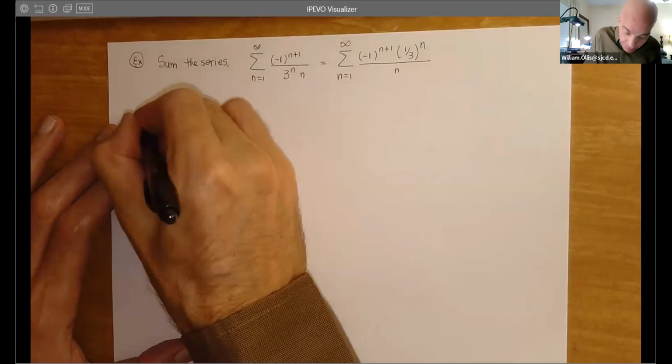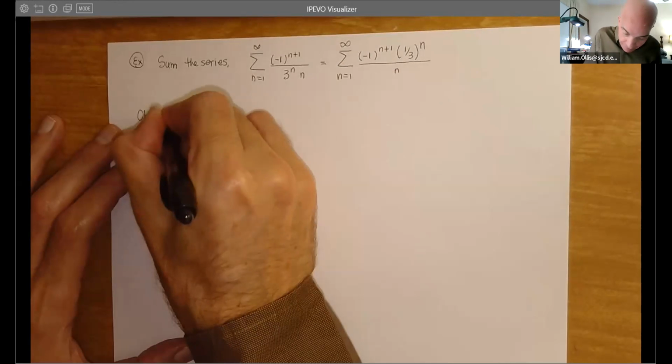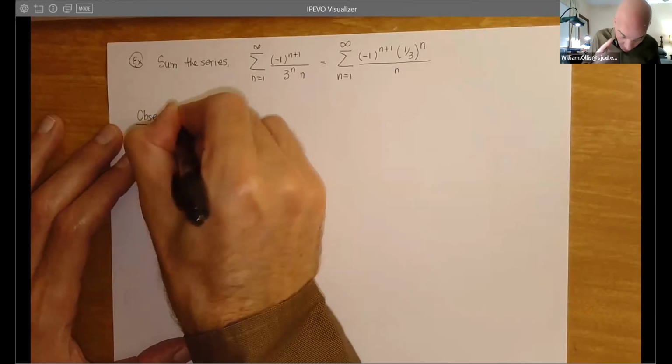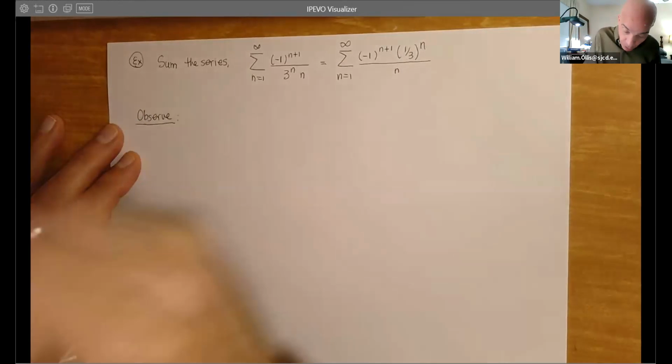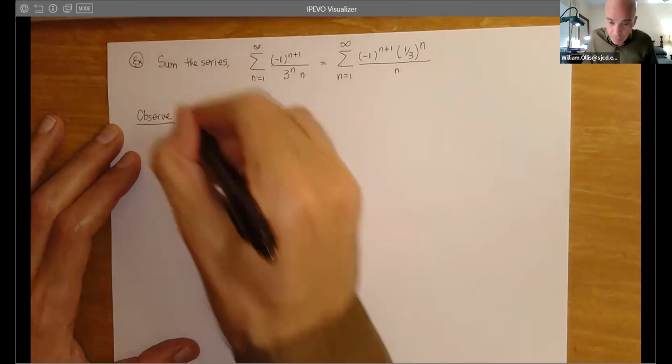So observe. That's why I love these WebAssign problems. They really do make you think about this work.